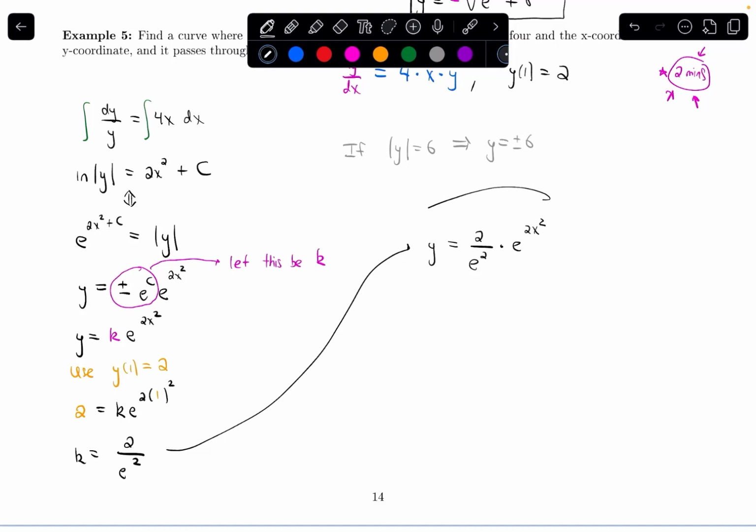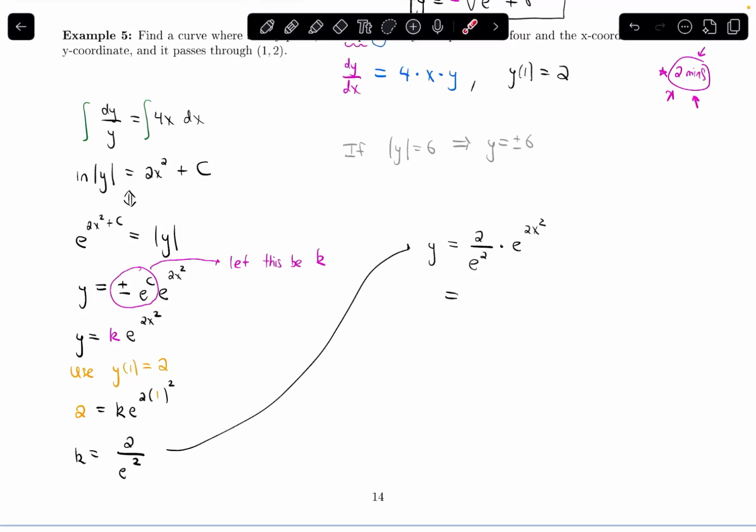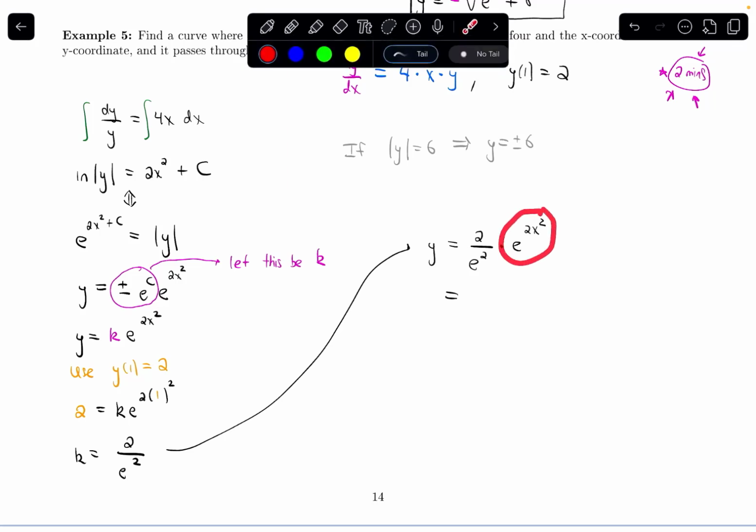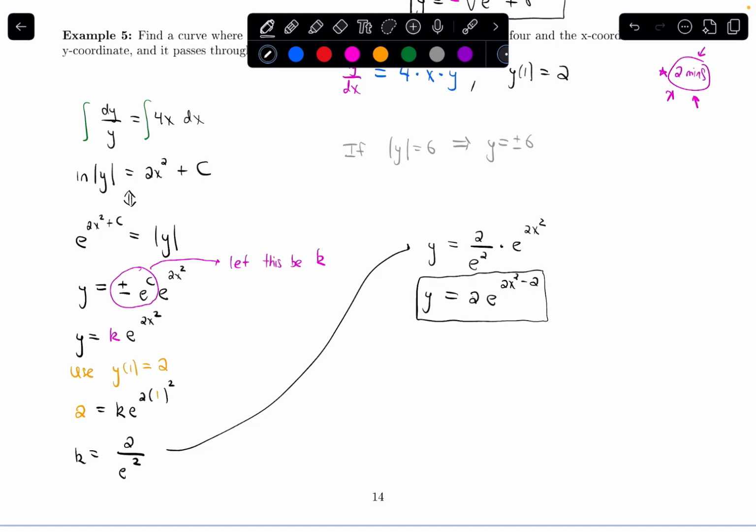It's totally fine to leave my answer like this. Just for practice simplifying this, if I have e to a power divided by e to a power, I can use my exponent properties to subtract the powers. So I'll get y equals 2 times e to the 2x squared minus 2. And that's my final answer, simplified. All right, and there we have it.